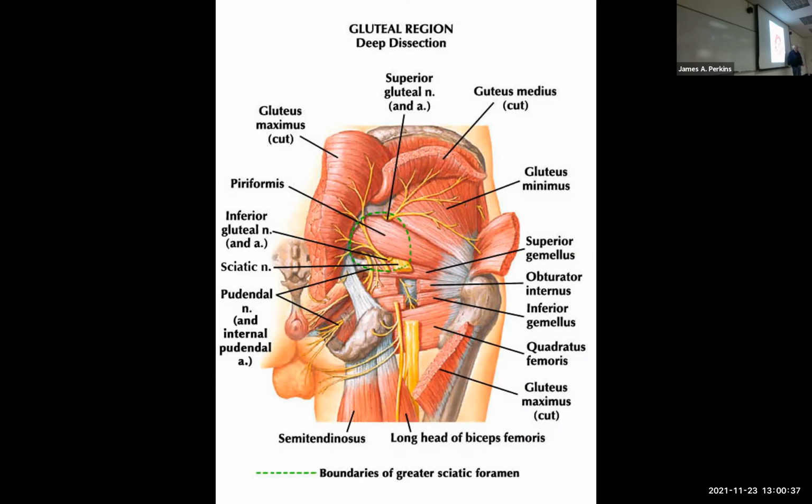You might notice there's a long skinny nerve running right alongside the sciatic nerve. It doesn't have a label on here, but there's this long nerve running right alongside the sciatic nerve. That is the posterior femoral cutaneous nerve. So this would be the sensory nerve to the skin at the back of the thigh.